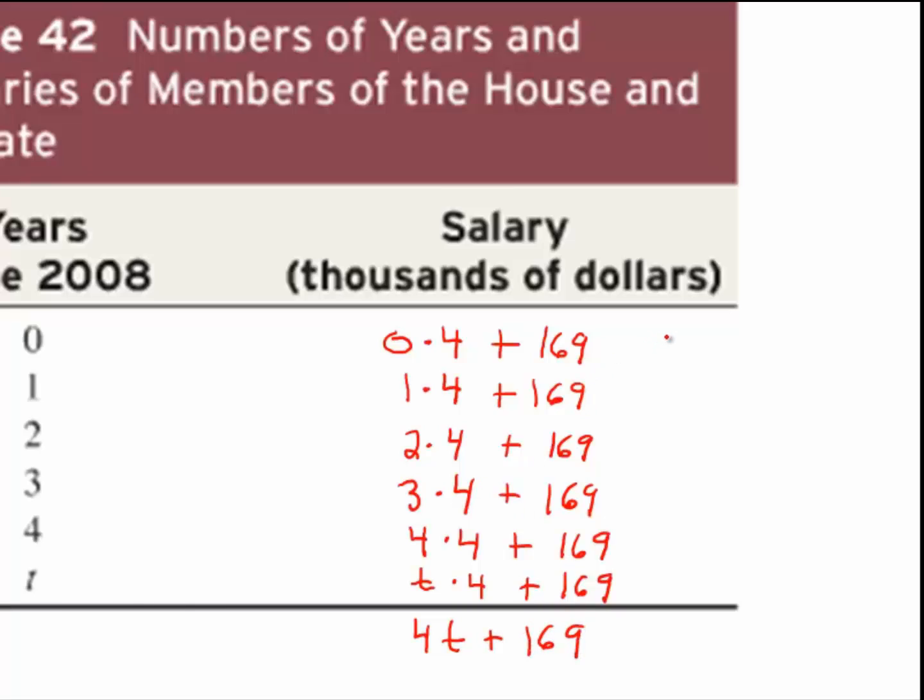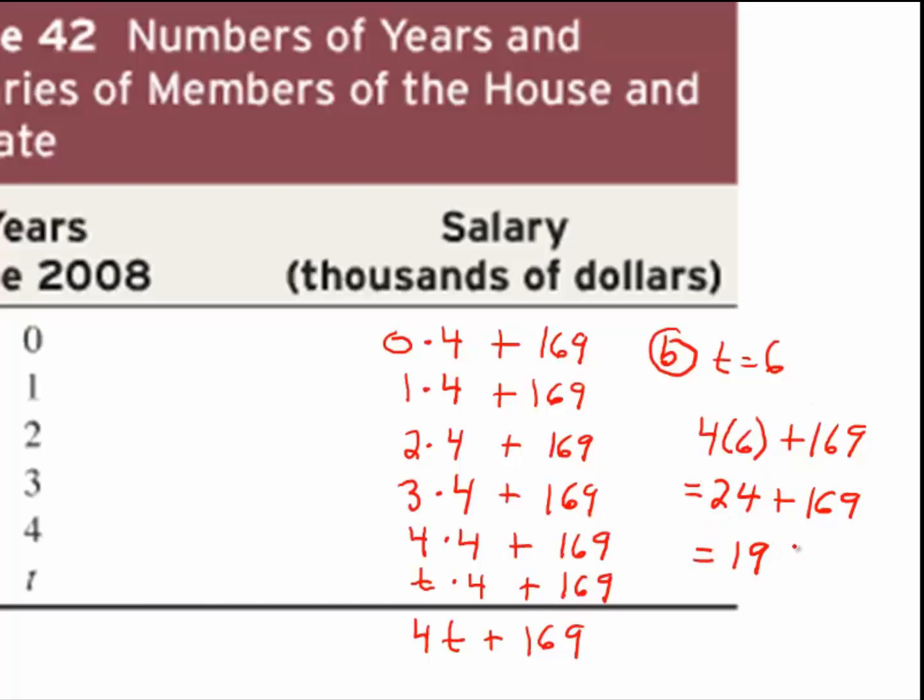Now part B says let T be equal to 6. Evaluate this, so we would take 6, substitute it into our expression. So that's 4 times 6 plus 169. We would multiply before we add. So that would be equal to 24 plus 169, and that's equal to 193.